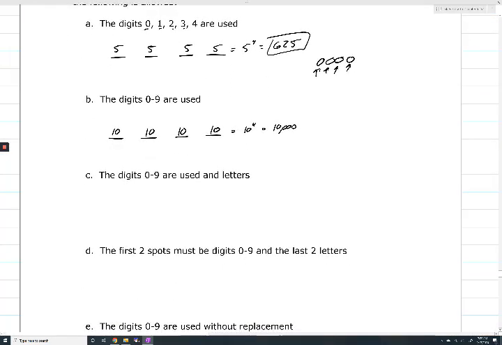All right, next, again, we're still using our same 4 digits. But now I get to use 0 through 9 and letters. So how many letters are there and how many numbers are there? Well, we start with 10 numbers and 26 letters, so that's 36. So that gives us 36 to the 4th power.